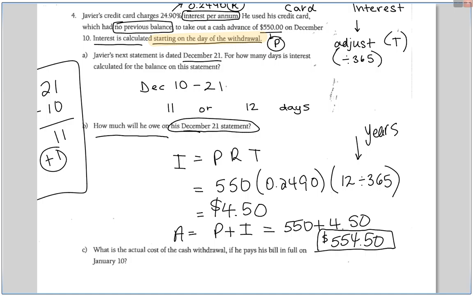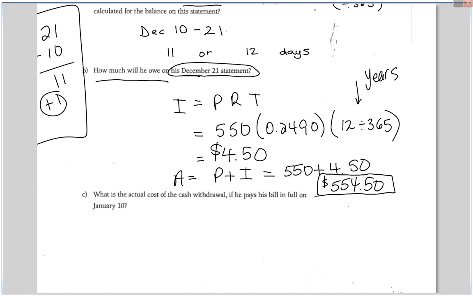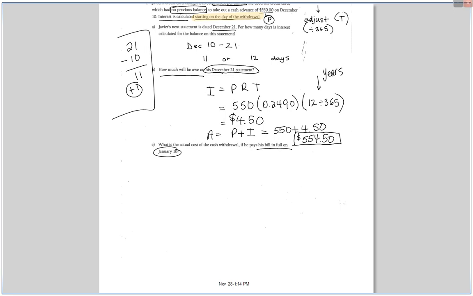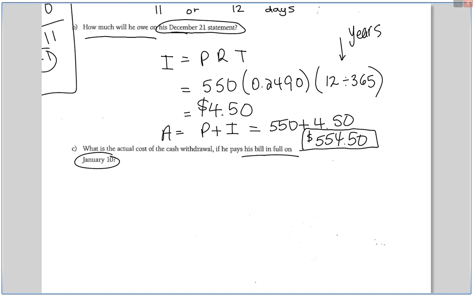Okay, part C. What is the actual cost of the cash withdrawal if he pays his bill in full on January 10th? Okay, so we have to do this interest calculation again, and we have to figure out how many days. When did he take out the loan? What day? December 10th. So we've got to figure out how many days from December 10th to January 10th.